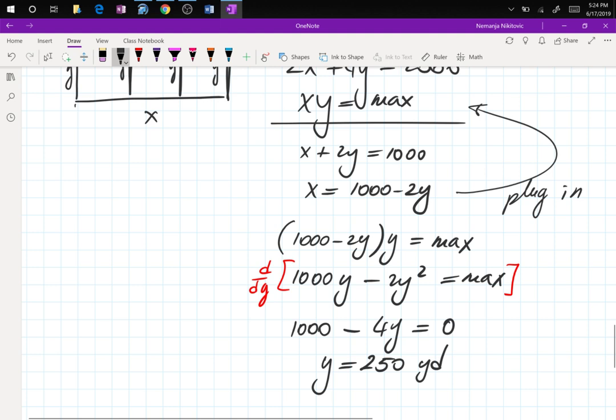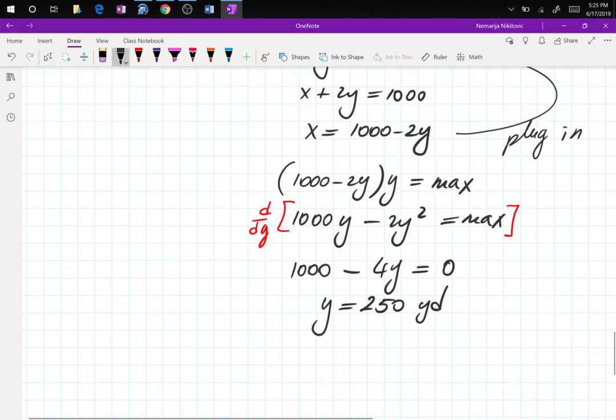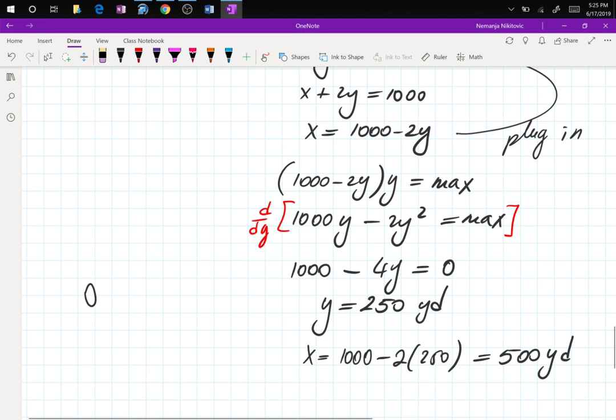Hey, we got that y is 250 yards. And then x is going to be 1,000 minus 2 times 250, which is 500 yards. And it seems that it's 500 by 250 yards this time around.